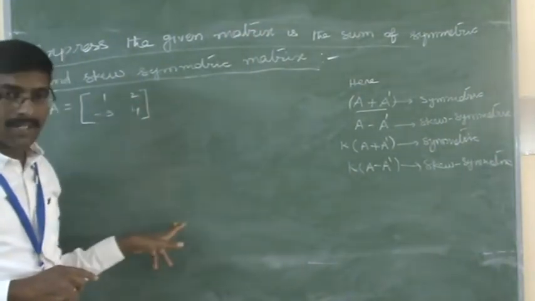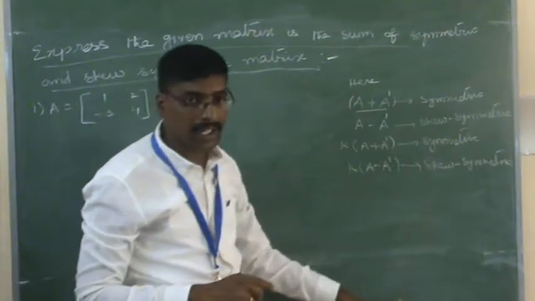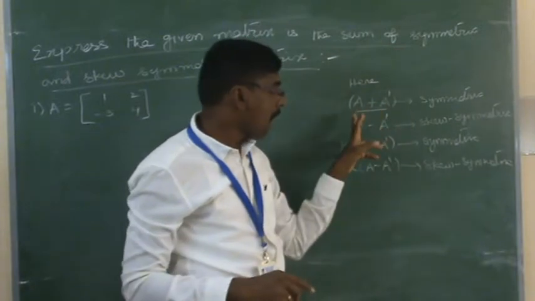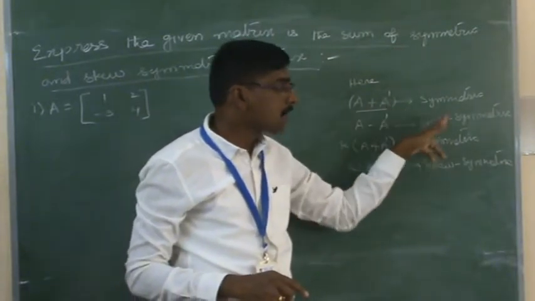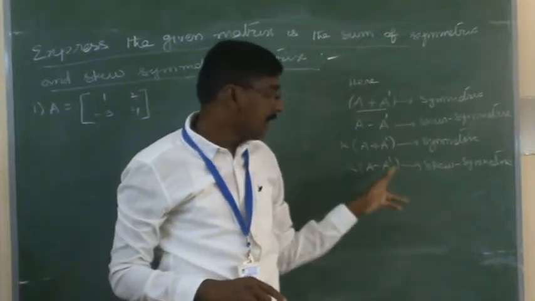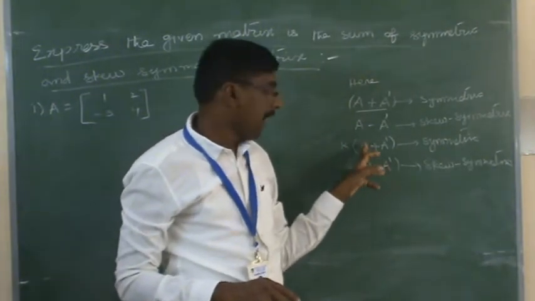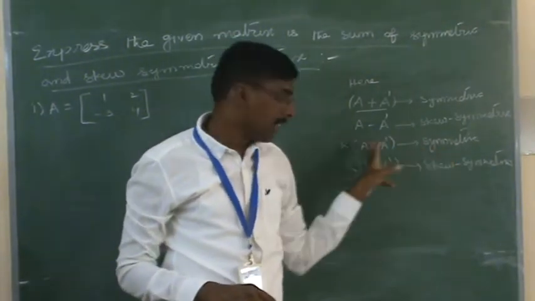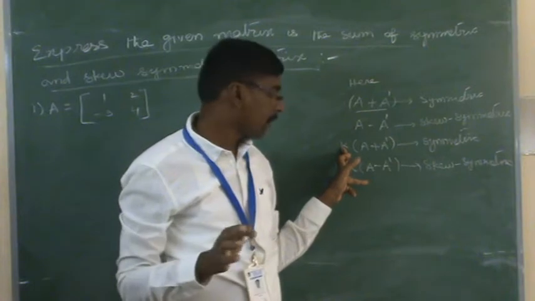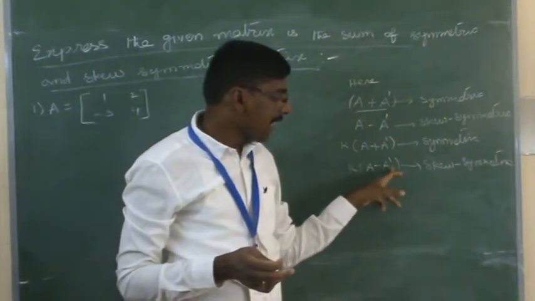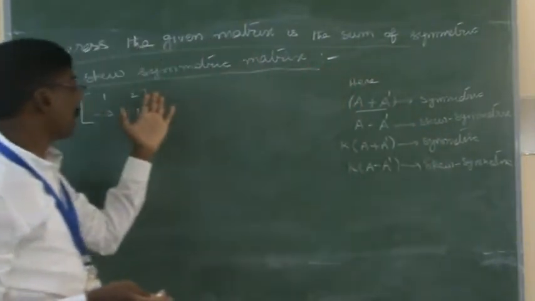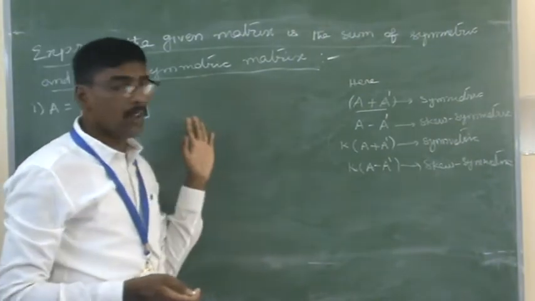Before going to this concept, we remember this part very clearly. A plus A transpose is always a symmetric matrix. A minus A transpose is always a skew symmetric matrix. We discussed this theorem properly last class; check it in your notes. Same condition: K into A plus A transpose is also symmetric, where K is some scalar, some number like 1, 2, 5, anything. K into A minus A transpose is a skew symmetric matrix. We need to remember this concept. This topic is very easy for us. Now we go to the problem.